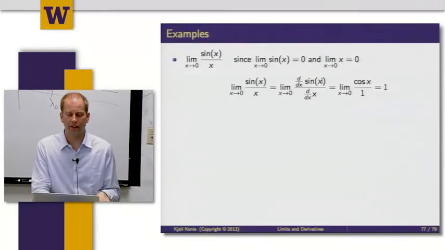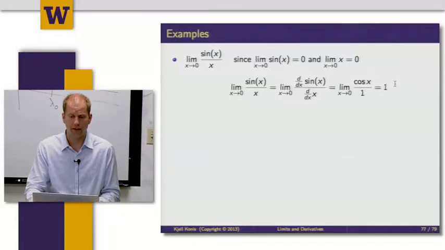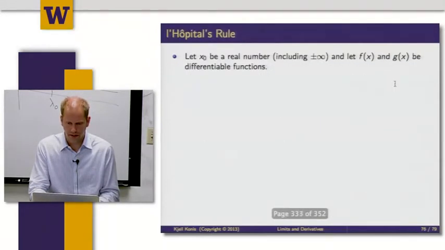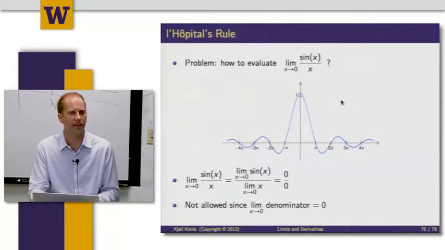We've already said that the derivative of sine is cosine. So the limit here is going to be equal to the limit as x goes to 0 of cosine x divided by 1, because the derivative of x is just 1. Now this is a continuous function, so I can just plug in the value 0, and I get cosine of 0, which is equal to 1. And if we go back quickly and look at my picture, that's exactly the value that I would want to choose for this function to make it continuous.